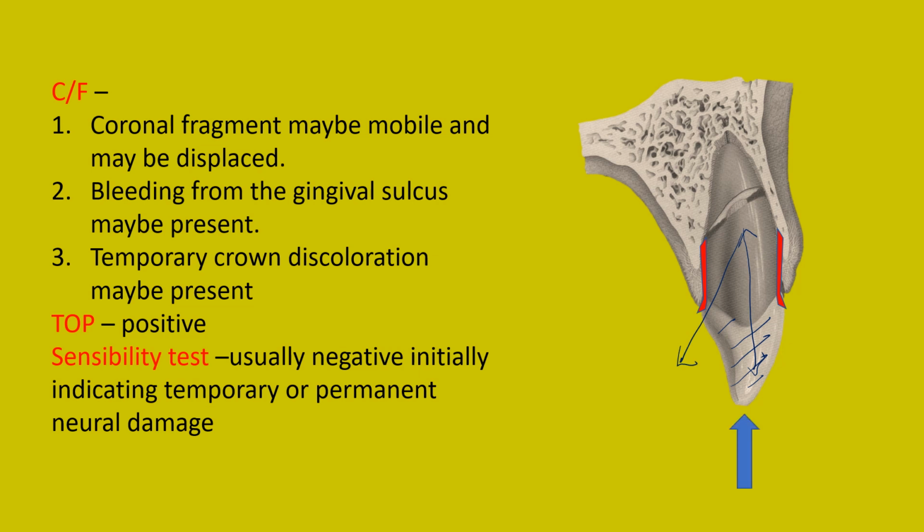Now, if you percuss it, you will discover it is tender to percussion. It shows a positive response. And if you conduct an electric pulp test, you will mostly receive a negative response, which would indicate temporary or permanent neural damage. Our next step is to take the radiograph.